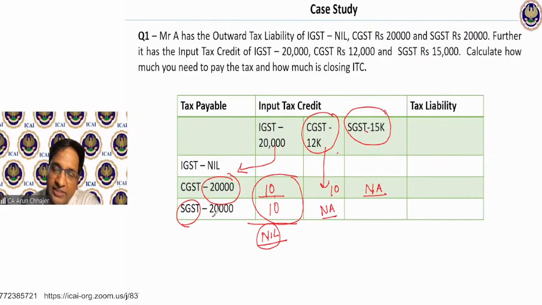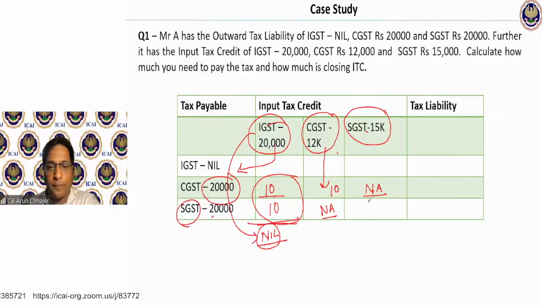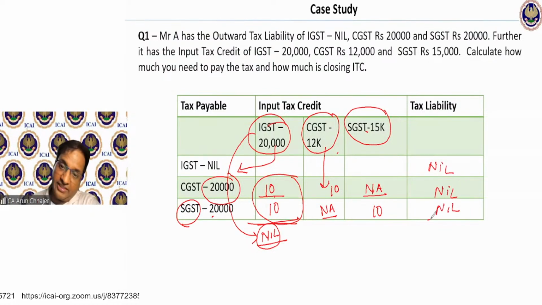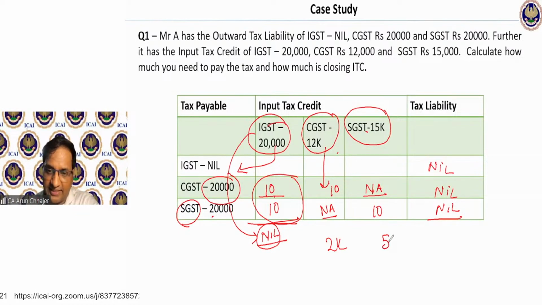SGST can now give to SGST, yes. Only one condition, that you check the IGST ITC should be 0. Now we can take 10. What is the tax liability to be paid in cash? Nothing. What is the closing balance? IGST would be 0, CGST 2,000, SGST 5,000.